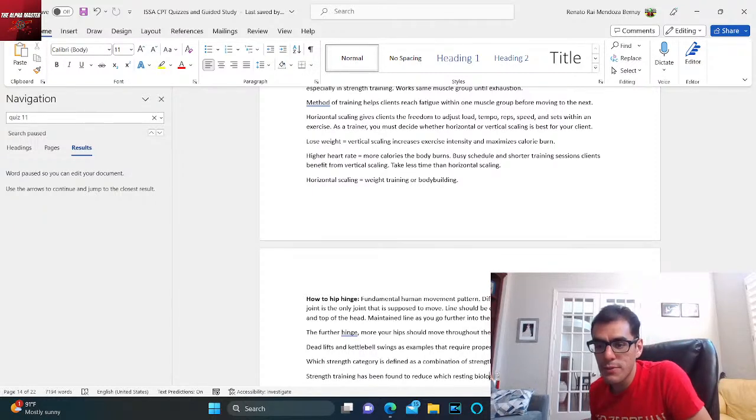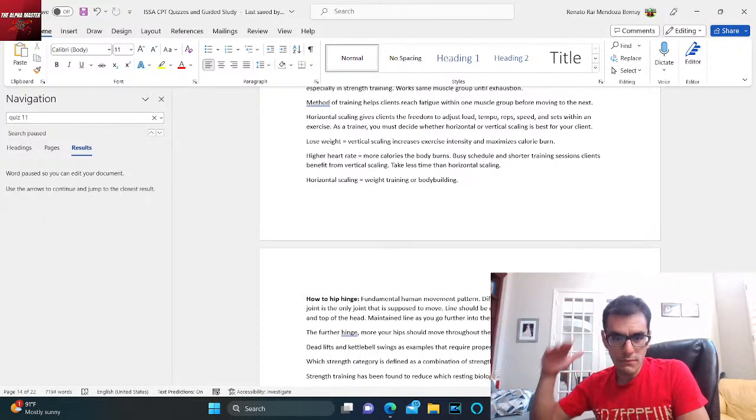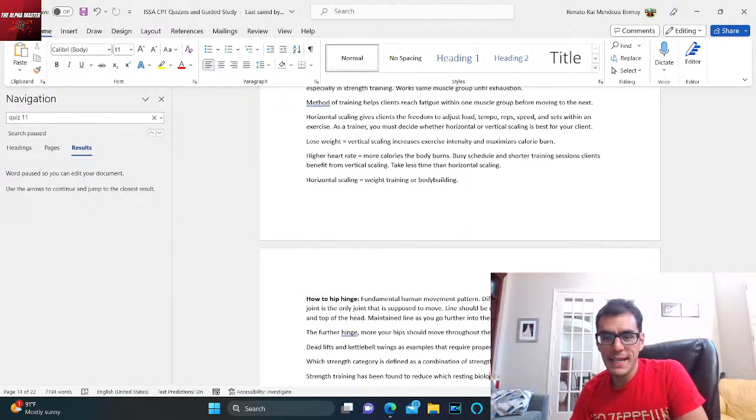A line should be drawn from the hips through the spine and the top of the head. You should maintain the line as you go further into the hinge.